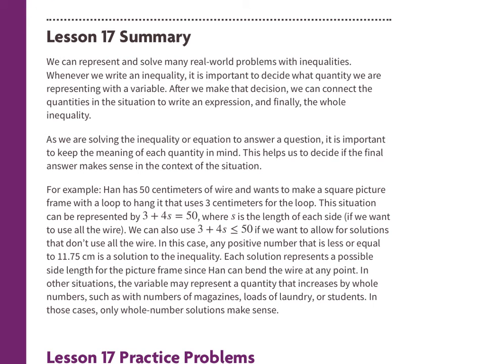For example, Han has 50 centimeters of wire and wants to make a square picture frame with a loop to hang, so it uses 3 centimeters for the loop. This situation would be 3 plus 4s equals 50, where s is the length of each side if we want to use all the wire. We can also use 3 plus 4s is less than or equal to 50 if we want to allow for solutions that don't use all the wire. In this case, any positive number that is less than or equal to 11.75 is a solution. Each solution represents a possible side length for the picture frame since Han can bend the wire at any point.